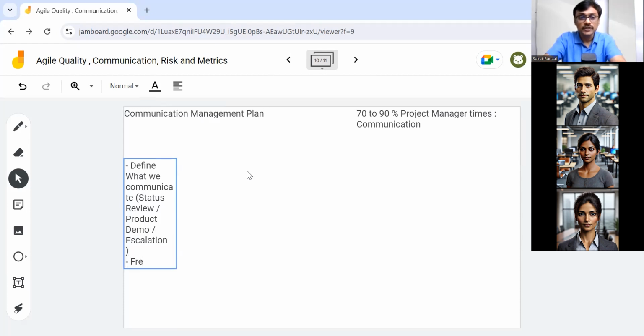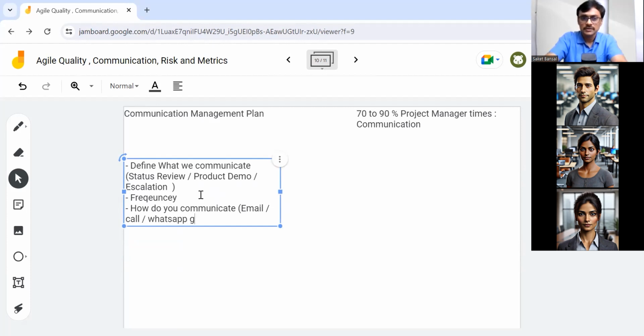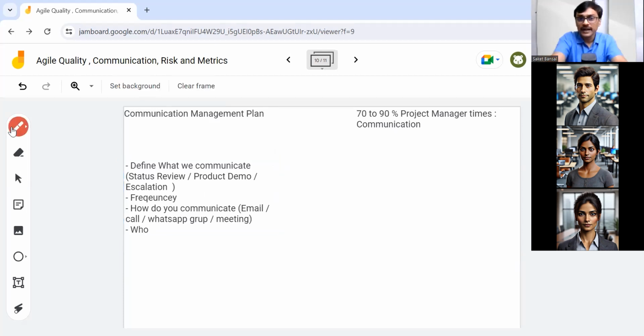You need to probably define the frequency of communication. This is happening weekly, monthly, or on a case-to-case basis. That's something you define. You also define how you communicate. Means you send an email, you give a call, you put a WhatsApp group message, etc. You do a meeting. And who will be the receiver of what kind of communication.